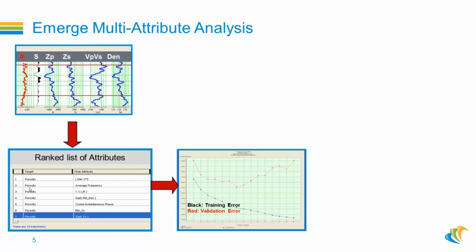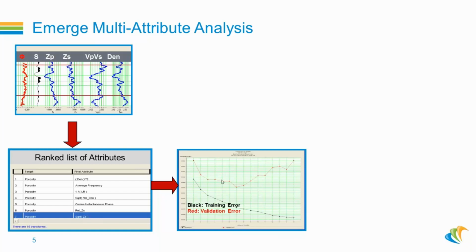So once I derive this relationship, I can apply it and do validation analysis. So on this plot, I am looking at two curves. The black one is my training error, number of attributes versus the training error on the y-axis. So the more attributes I add, the better my prediction gets.